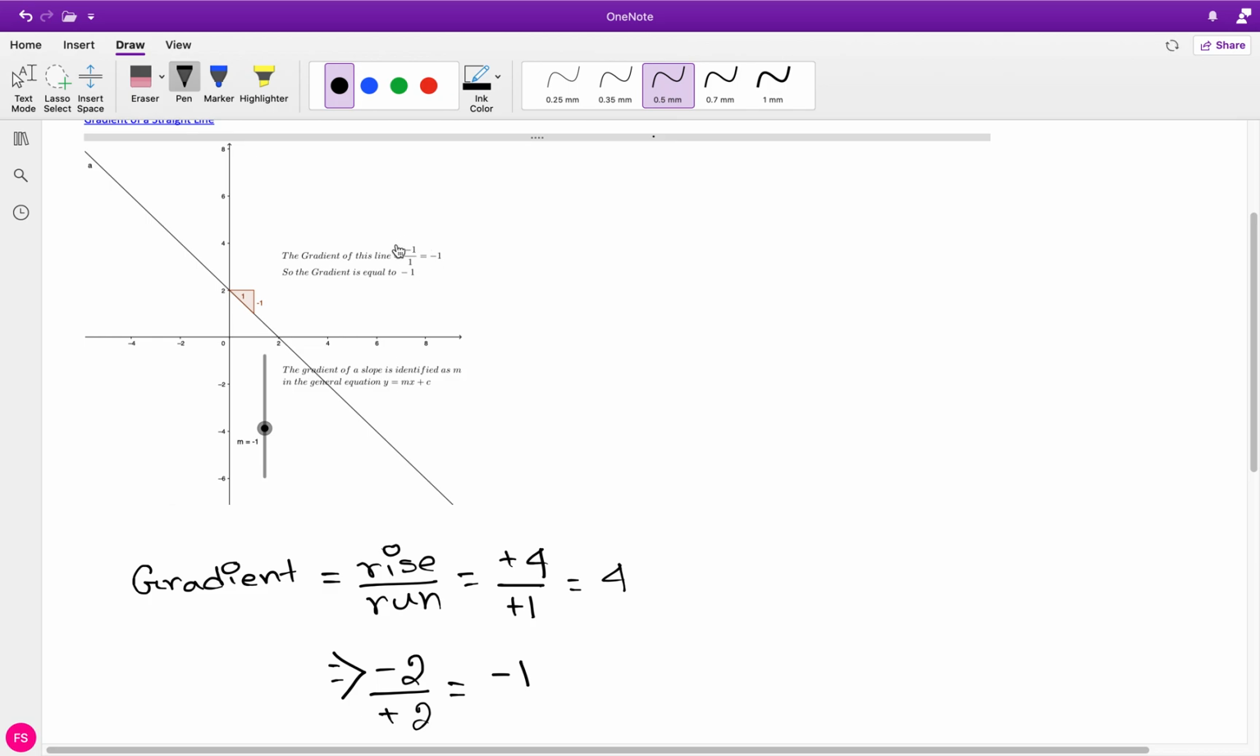So you can see that it really doesn't matter what points you take. As long as you do it correctly, you should get the same gradient. So this is how you can calculate gradient by using rise over run.